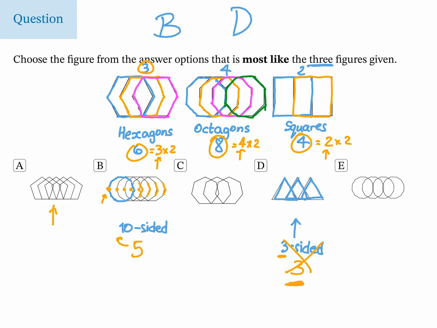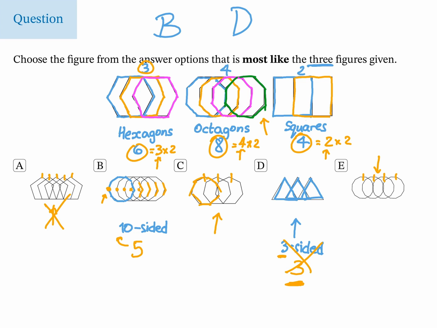Here we've got 1, 2, 3, 4, 5 pentagons, so that doesn't work. Here we've got 1, 2, 3 shapes that are 1, 2, 3, 4, 5, 6, 7 sided, so that doesn't work. And this one's got way too many sides to just be made up of 1, 2, 3, 4 overlapping shapes. They're certainly not decagons. They're certainly not octagons. We know what octagons look like already.